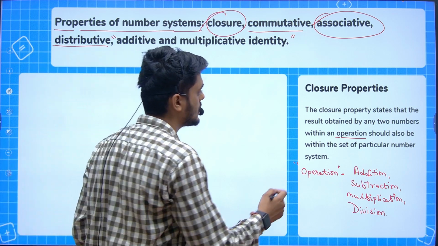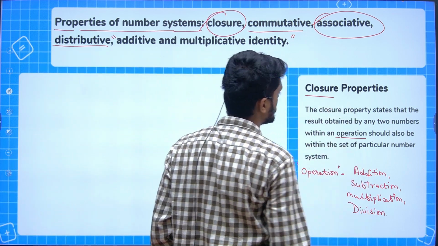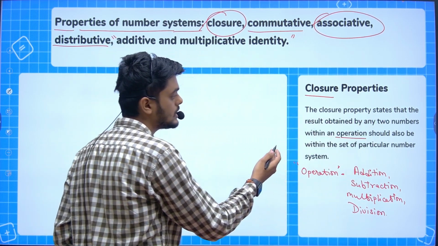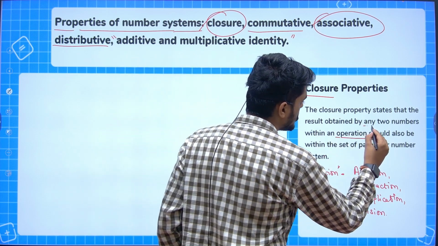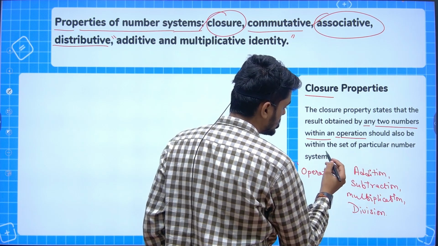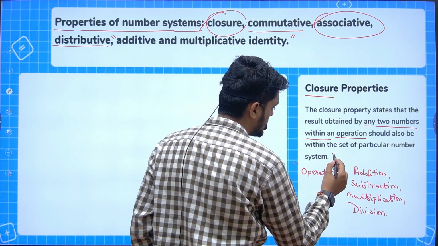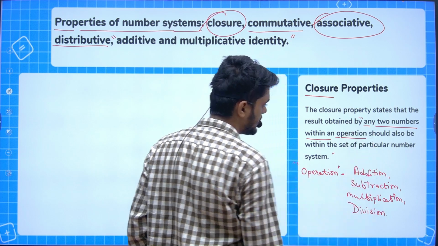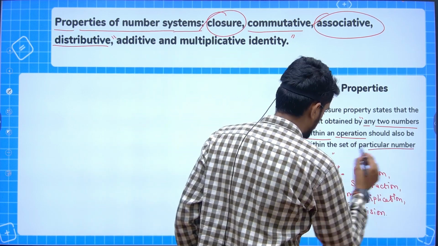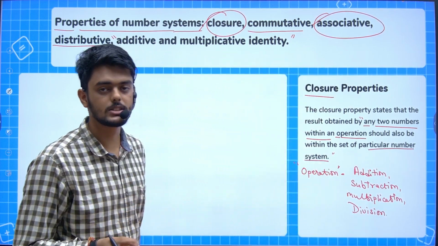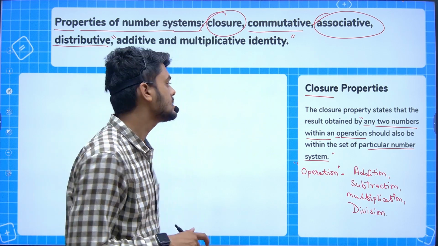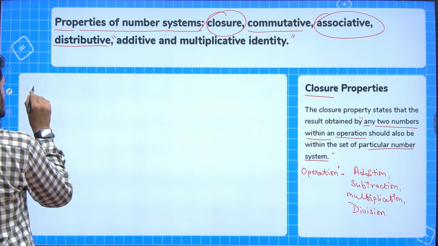So let's move to our first property, that is the closure property. Now what does this mean? The closure property states that the result obtained by any two numbers within an operation should also be within the set of the particular number system. Now look, as per our definition, first of all we need to opt for any one of the particular number systems. We have seen natural numbers, whole numbers, integers and rational numbers. Let us start with the natural numbers.